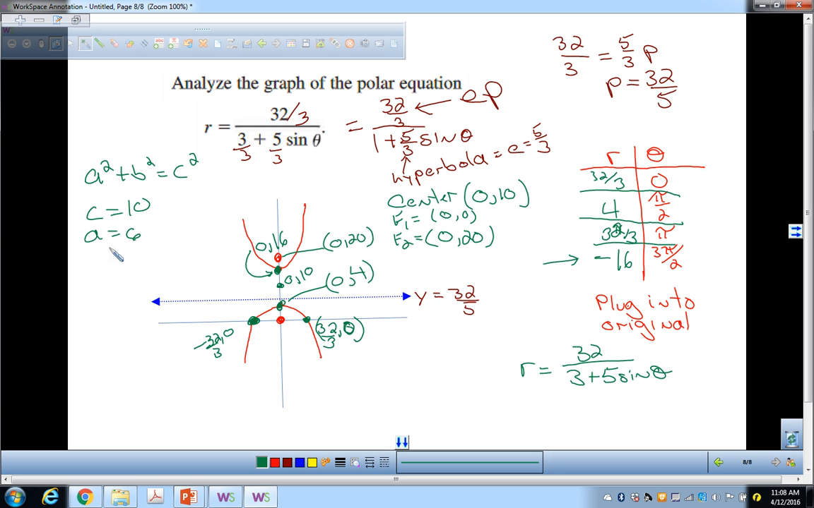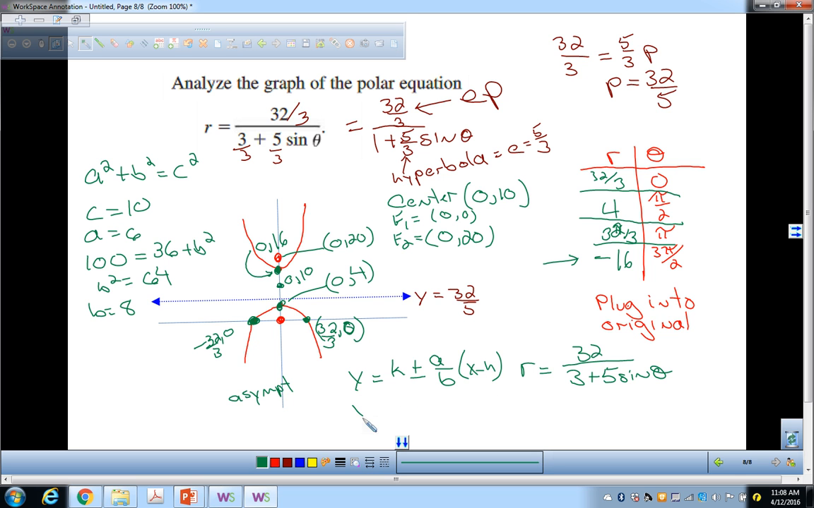A squared plus b squared equals c squared. So 100 equals 36 plus b squared. So b squared equals what? B squared equals 64. So b equals 8. And now I could write the equation of the asymptotes. Y equals k, plus or minus, in this case it's a over b, times x minus h.